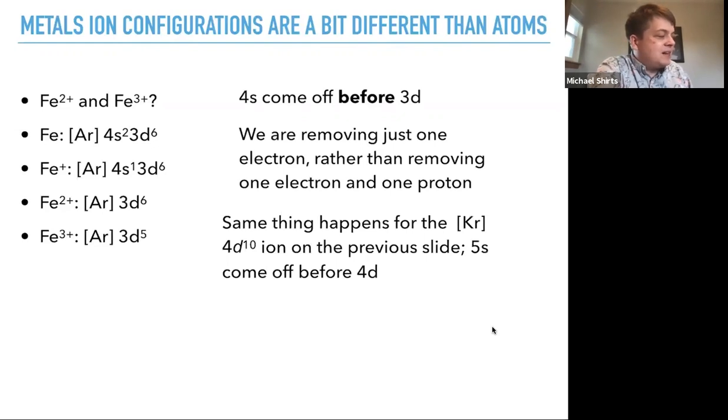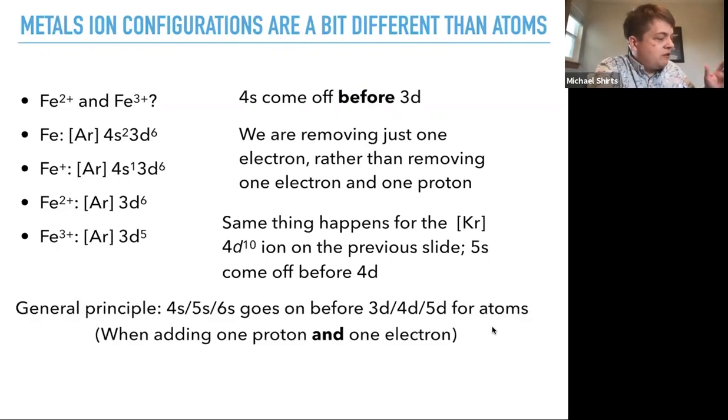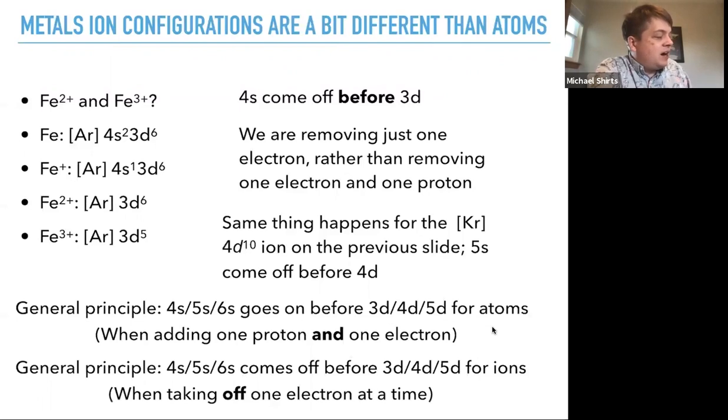The same thing happens, this is exactly what I just described on the previous slide. The 5s come off before the 4d, even though silver has as a neutral electron configuration 5s1, 4d10. So the general principle is that the 4s, 5s, 6s go on before 3d, 4d, 5d for neutral atoms when adding 1 proton and 1 electron, but they come off before the 3d, 4d, 5d for ions when taking off 1 electron at a time, leaving the number of protons the same.